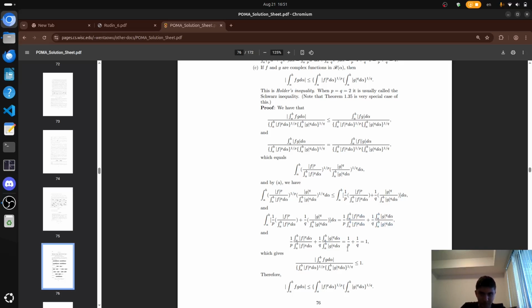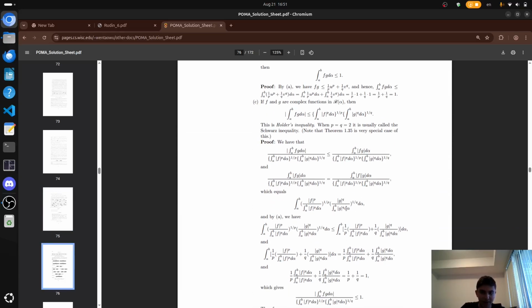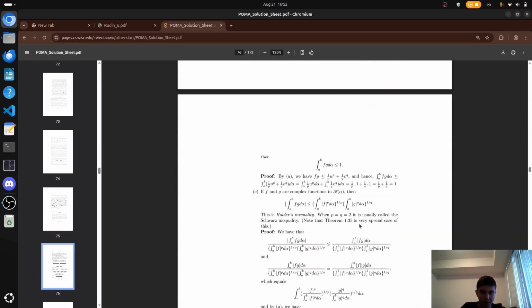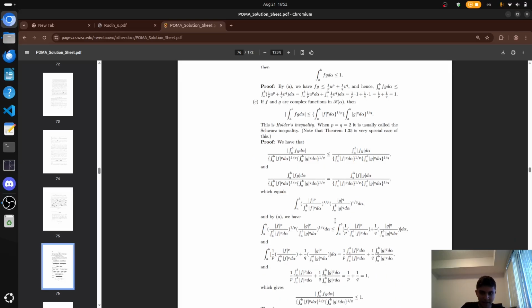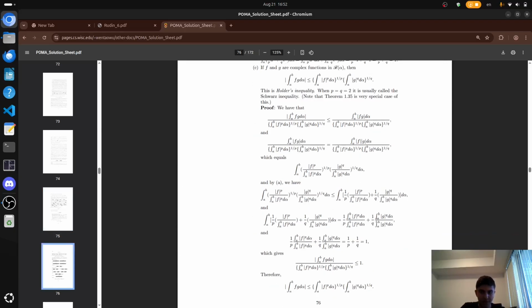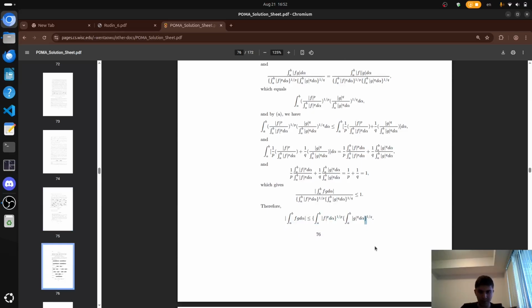So you want to use this inequality to show that you can cancel out the denominators. That's the strategy. The strategy was to compare these by dividing them with inequalities and using this inequality over here to cancel them out. And this is going to give you 1. So this whole expression over here is less than or equal to 1. Multiply on both sides and boom, we have Holder's inequality, which is this statement over here, highlighted in blue.